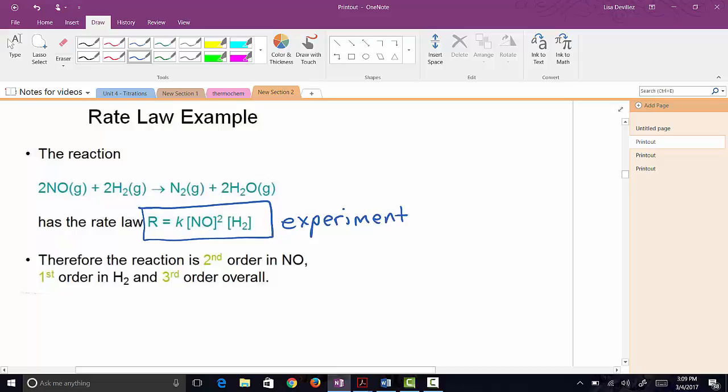And so the fact that the NO has a 2, that it's second order, has nothing to do with it, it's just a coincidence that in the balanced equation it has a 2. And you can again emphasize that by looking at the fact that the hydrogen is first order, even though it has a coefficient of 2 in the balanced equation. So coefficients in the balanced equation do not correspond to what order the reactant is.